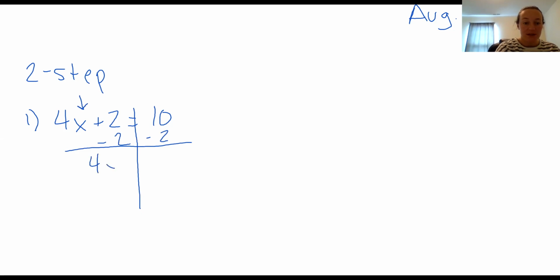4x is going to drop down. This cancels out. 10 minus 2 gets me to 8. 4 and x are getting multiplied. Well, to undo that, we need to do division. So I'm going to divide this side by 4 and divide this side by 4. And 8 divided by 4, x is equal to 2. Here's my final answer. I am done.